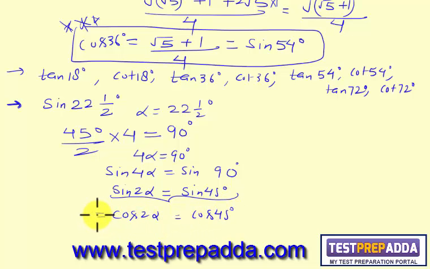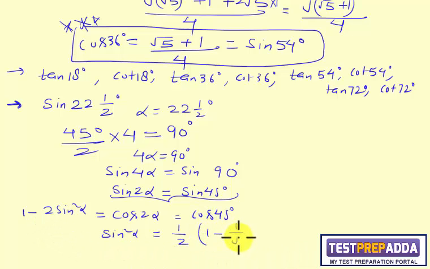Because cos 2 alpha I can write as 1 minus 2 sine square alpha. Okay, I can write 1 minus 2 sine square alpha. From here, if I try to find sine square alpha, it will come what? 1 by 2, 1 minus 1 by root 2. Cos 45 degrees is what? 1 by root 2. And this way it comes root 2 minus 1 upon 2.